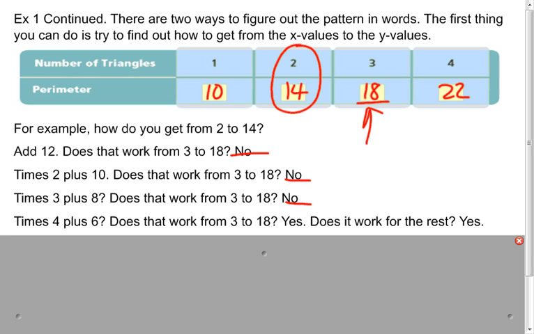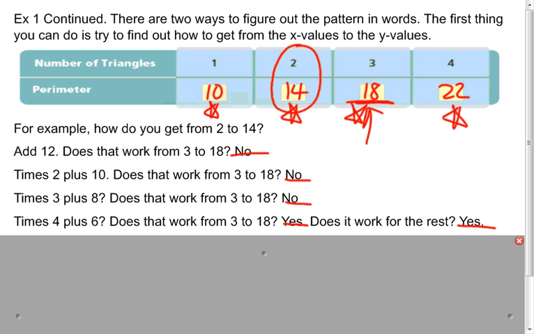What about multiply by 4 and add 6? Okay, it works for 2 and 14. 3 times 4 is 12, plus 6 is 18. Ooh, it works for this one too. Does it work for my other two sets of numbers? 4 times 4 is 16, plus 6 is 22. That works. 1 times 4 is 4, plus 6 is 10. Ooh, it works for that one too. So I found something that works for all four sets of my numbers.